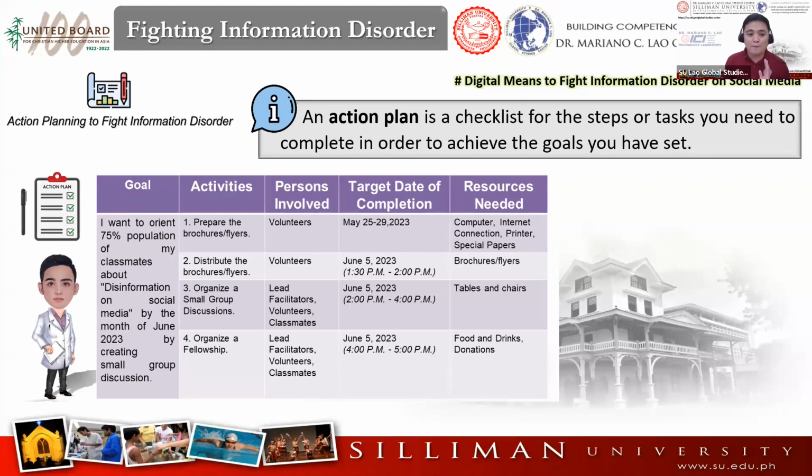And then you have the persons involved. In each activity, you need to assign a particular person who will conduct that activity. Then you set the target date of completion and the resources needed for that activity. So there are a series of activities to come up with your goal. Those are the example action plan of fighting information disorder. I have also here an example.